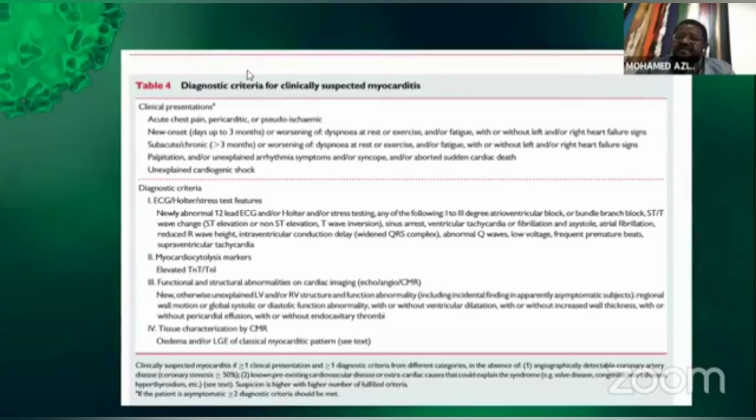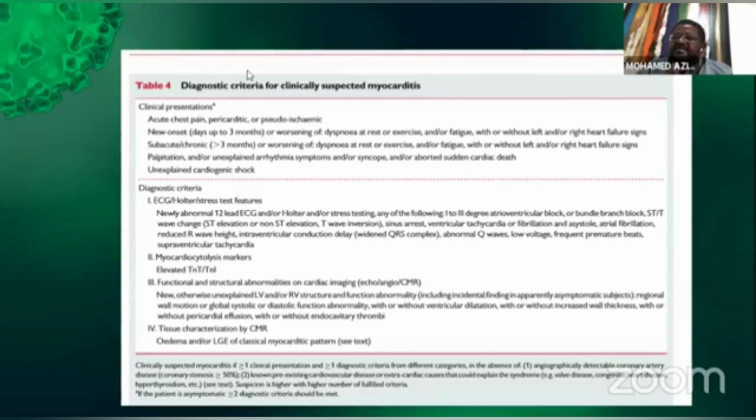So this is the clinical. Then we go to the diagnostic criteria. In diagnostic criteria, we have 4 things. We have the ECG, we have the cardiac enzymes, we have the echo or CMR, and number 4, we have tissue characterization by the cardiac MRI.